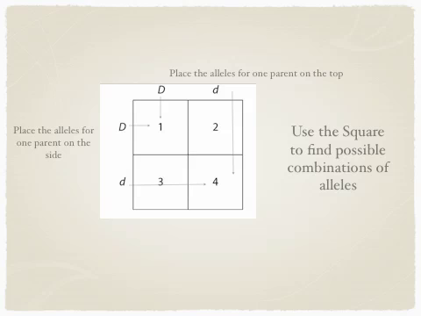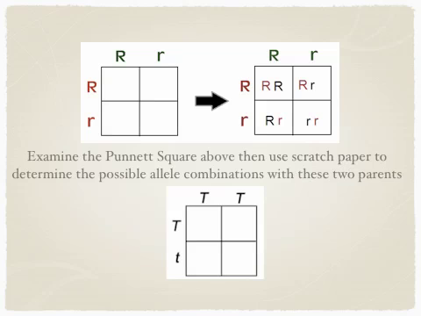In box 3, did you say big D, little d? And in box 4, did you say little d, little d? We're going to spend a little bit of time looking at Punnett Squares. Use some scratch paper to see if you can figure out the possible combinations of these two parents. Pause the video and do your work.